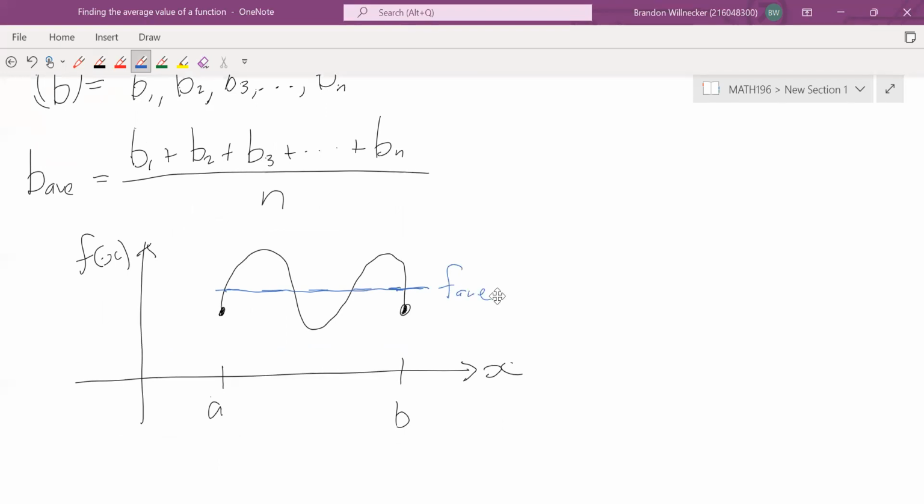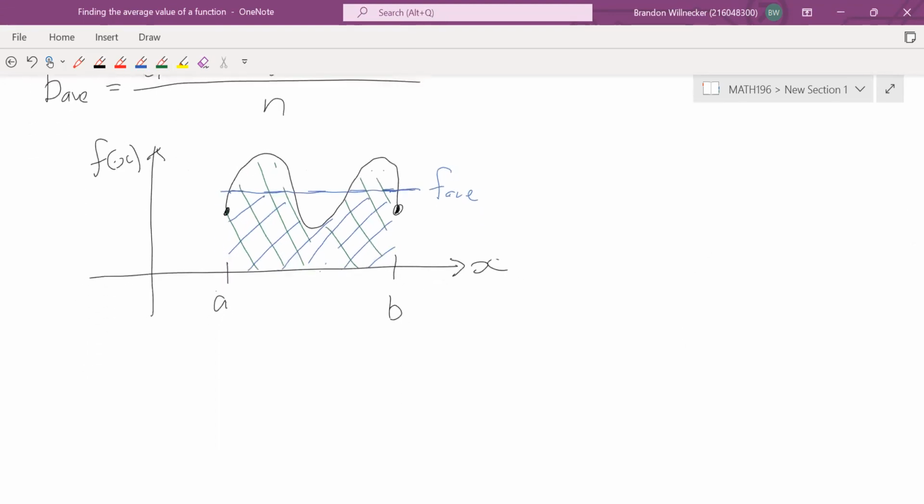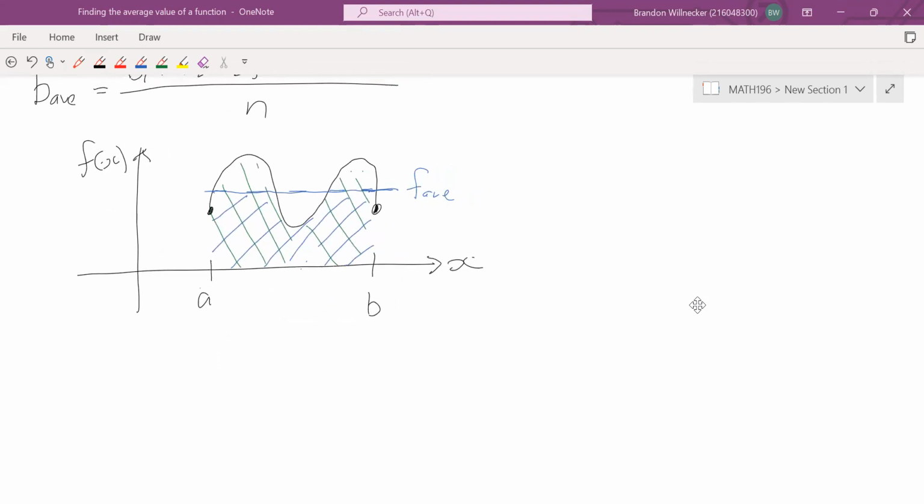We try and find what this average function needs to be such that the area below this average function, that area in blue, is equal to the area below the given function. So let's put that in green. Okay, so that's the idea we're going to use to define this average function. We want the area below the average function to be equal to the area below the given function, on this interval a to b.